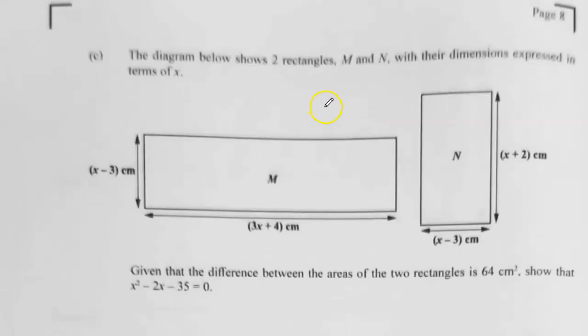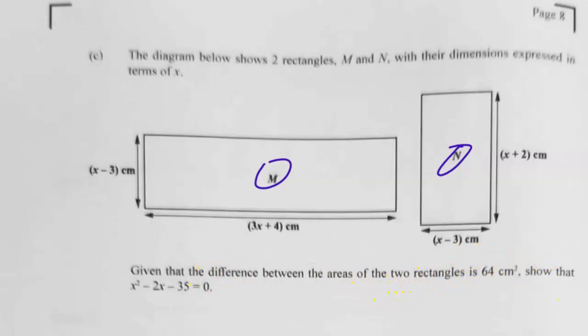The diagram below shows 2 rectangles, M and N. Here they are, M, N, with their dimensions expressed in terms of x. Given that the difference between the areas of the 2 rectangles is 64, show that x squared minus 2x minus 35 equals 0. So we are told the difference between the 2 areas is 64.